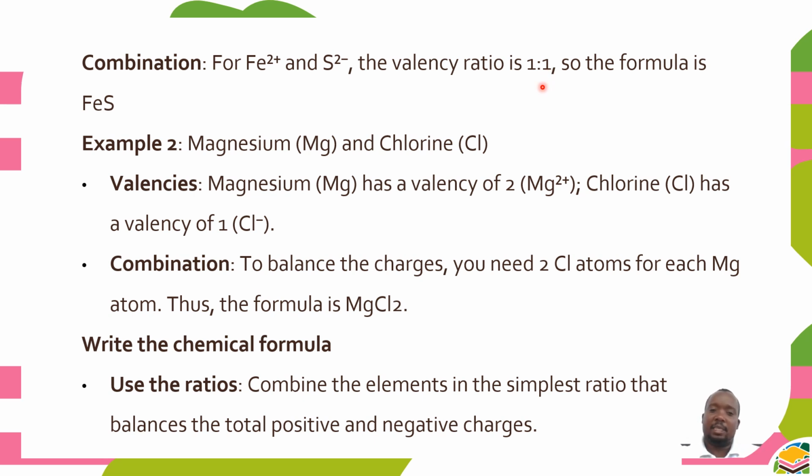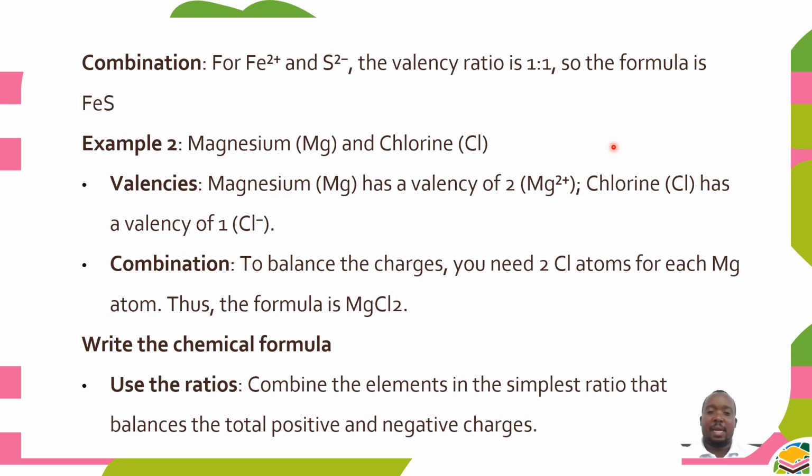So the simplest formula of iron and sulfur, which is iron sulfide, is FeS. This is the empirical formula. There's empirical formula, then there's molecular formula.